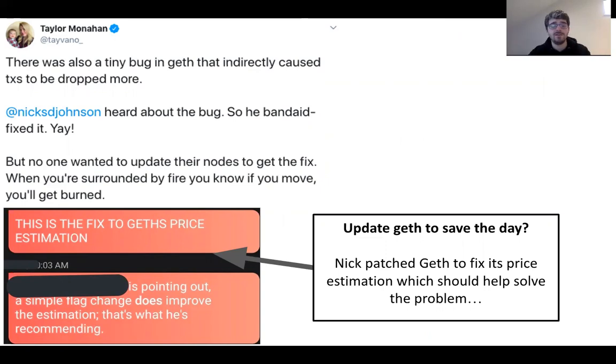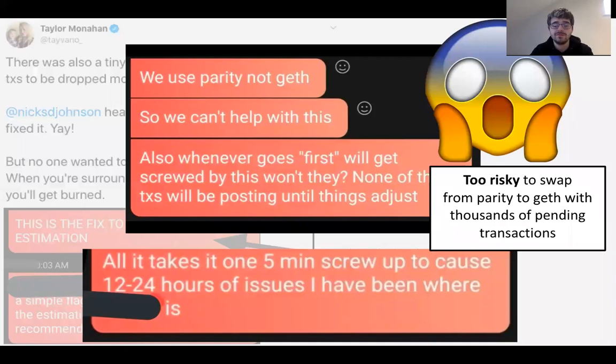It will estimate the fee really well, and it will solve your problem. Now there's two problems. One, the exchanges are running Parity and not Go Ethereum, so this doesn't really help. And two, it's way too risky for them to swap from Parity to Geth or Go Ethereum.